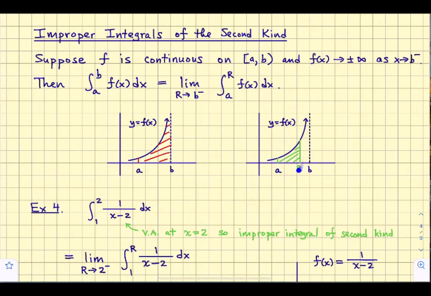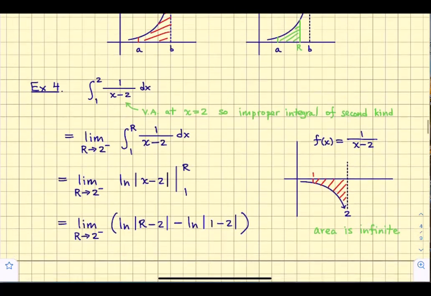This would be a proper integral. F is continuous here. F is not unbounded here. And then when we compute this expression as a function of r, we take the limit as r goes to b from the left. Let's look at some concrete examples.